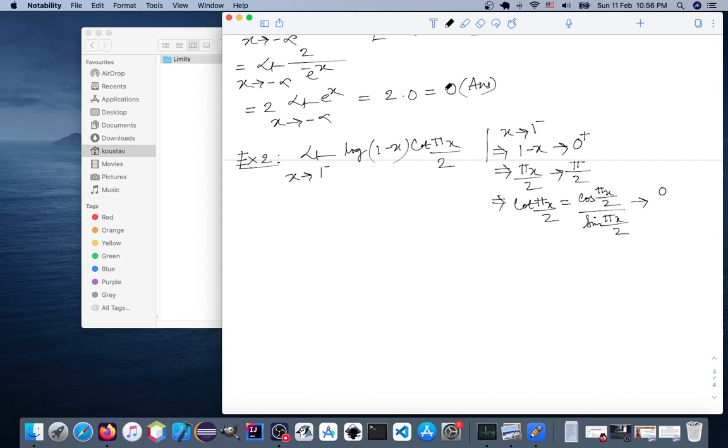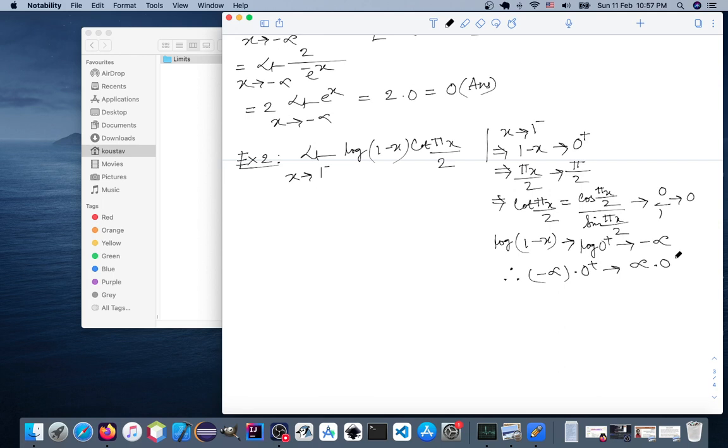This will be 0, 1 tends to 0. Also log(1 minus x) will tend to log 0 plus, which tends to minus infinity. So we are getting minus infinity into 0 plus, which is of the form infinity into 0.